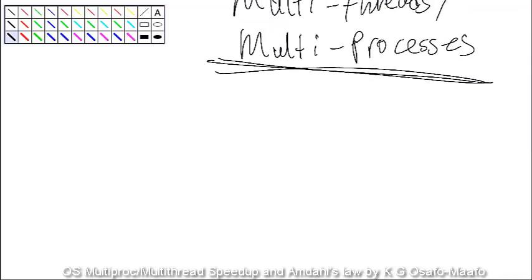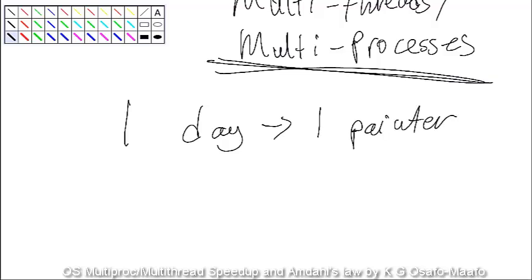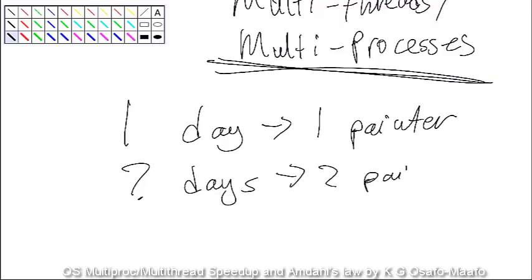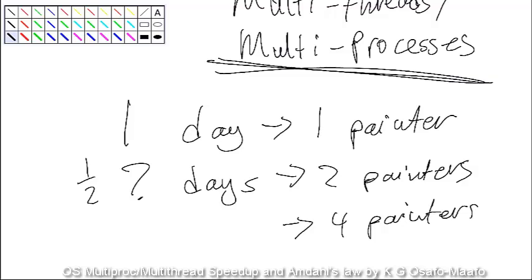Right? Now, from grade school, there was a problem where the setup would be: if it takes, let's say, 1 day for one painter to paint a house, how many days will it take 2 painters? Now, if it takes 1 day for one painter, I would assume that if there are 2 painters, they would take half a day, right? And similarly, if there are now 4 painters working on the house, we would say, okay, it will take a quarter of a day, right?